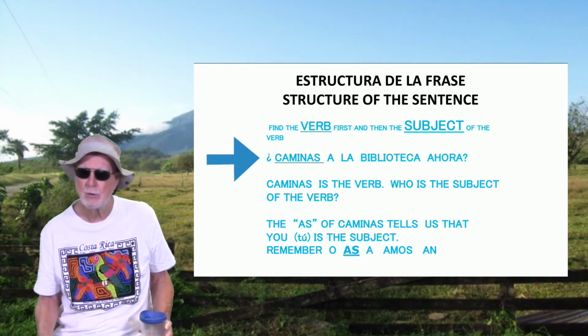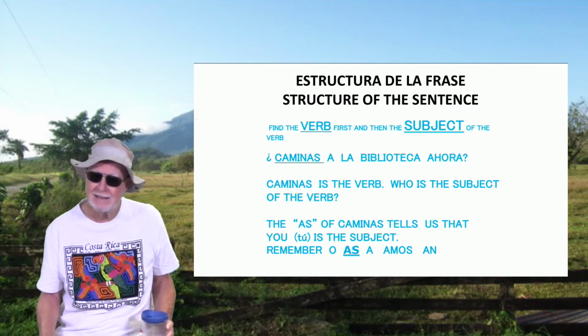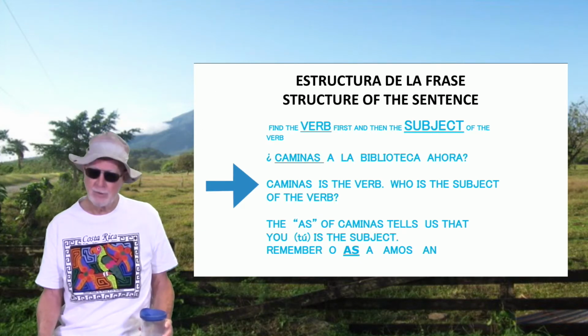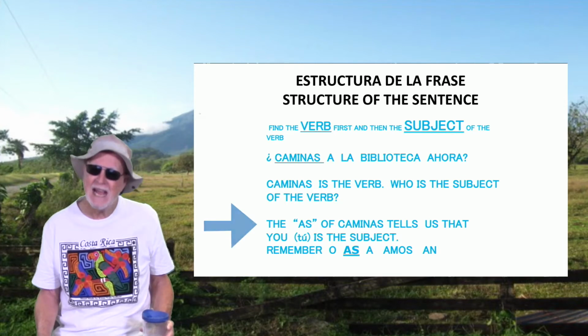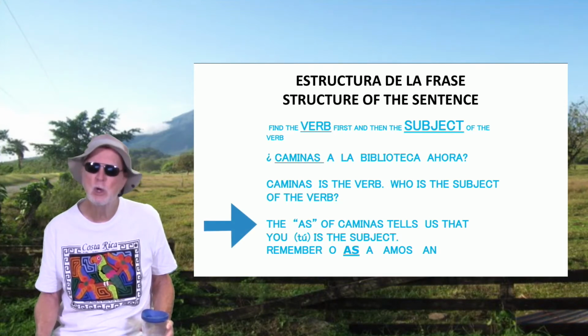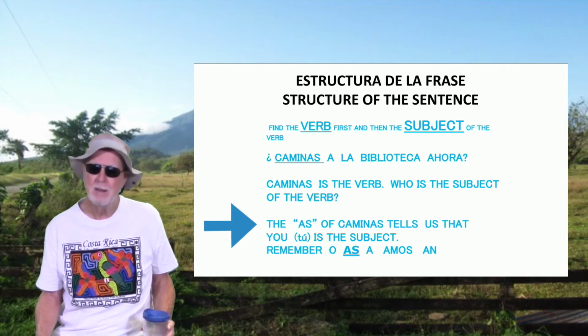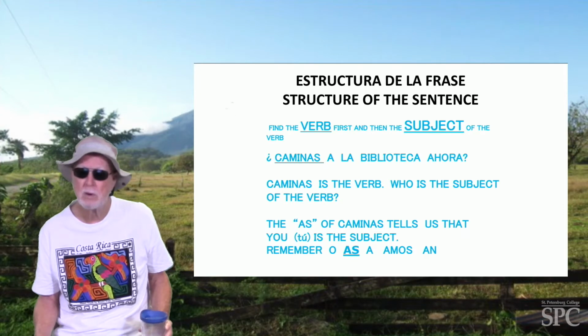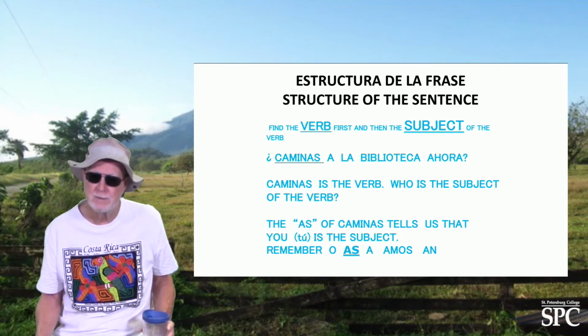You've got to know that vocabulary, yes, but you've got to know also caminar, the verb. Caminas. Caminas is the verb. Who's the subject of the verb? Well, the as of caminas tells us that you is the subject. Tú is the subject. Remember the o, as, a, amos, an template? Well, that's what we're working with here with AR verbs.